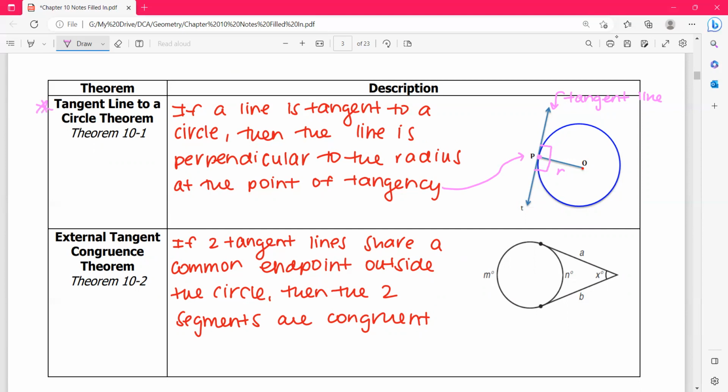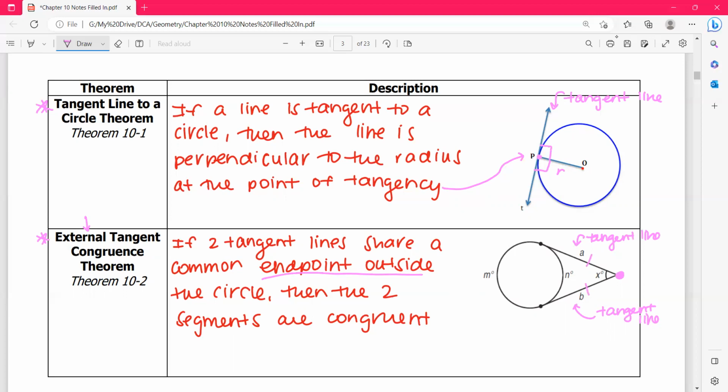That's really important. Anytime you see a tangent line, we've got right angles at the radius, at the point of tangency. The next theorem we have is the external tangent congruence theorem. External means outside. So already we're thinking about outside lines. If two tangent lines share a common endpoint outside the circle, so notice I've got tangent line A, right? That's a tangent line, and tangent line B. Here's a tangent line. They intersect right at that pink point. Then these two segments are congruent.